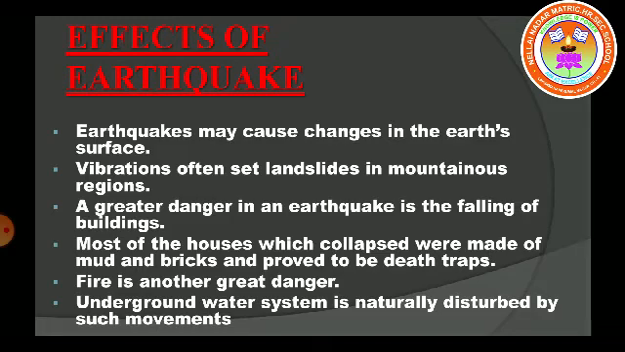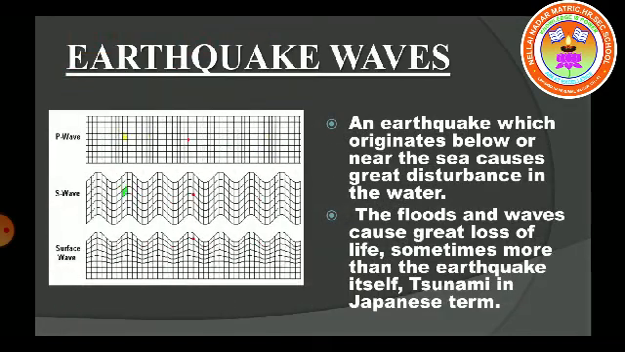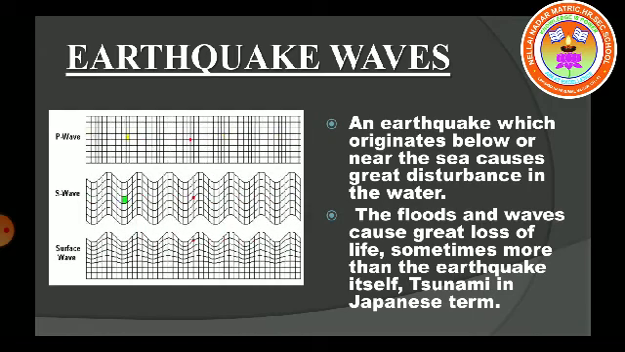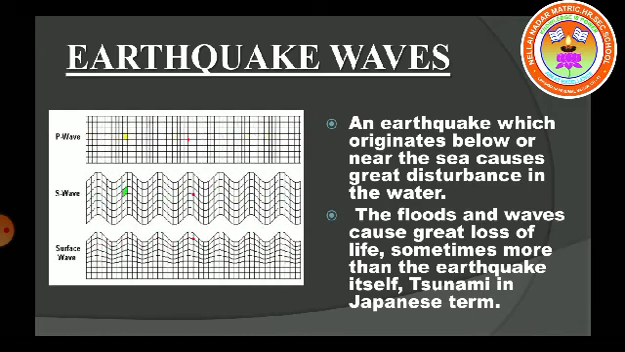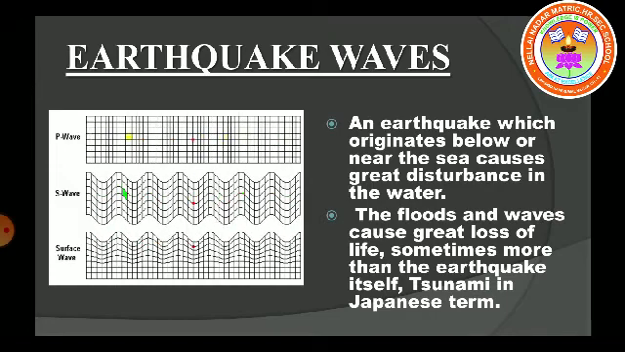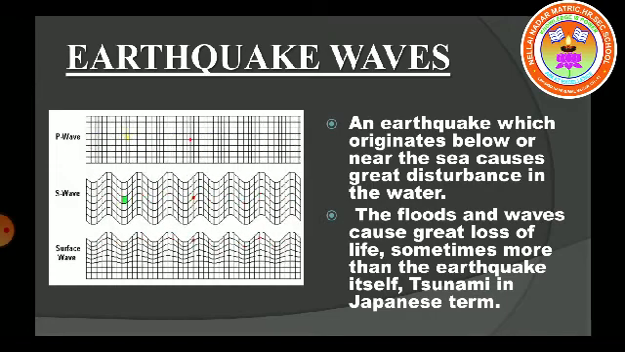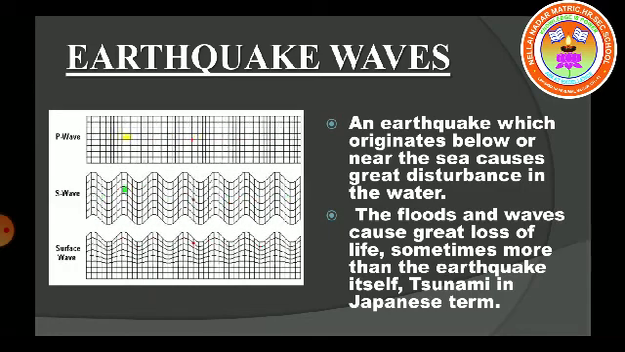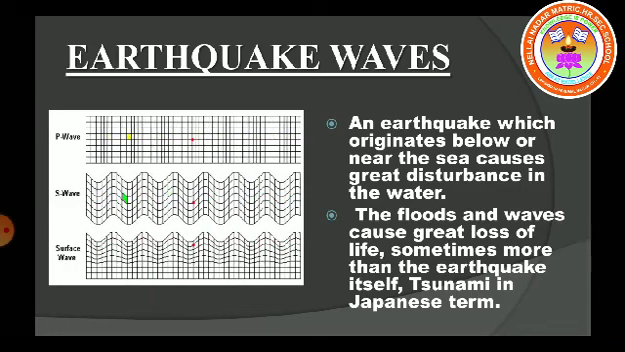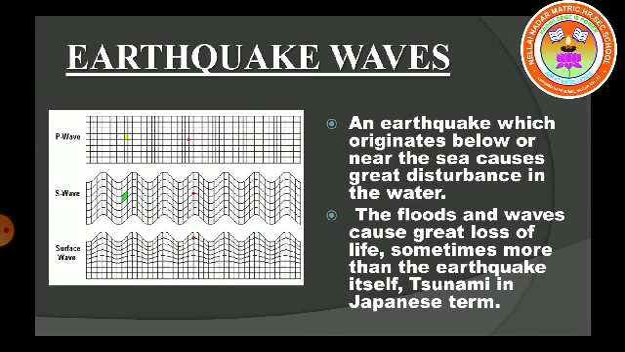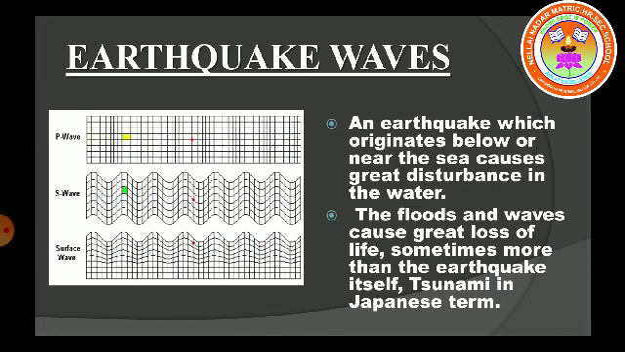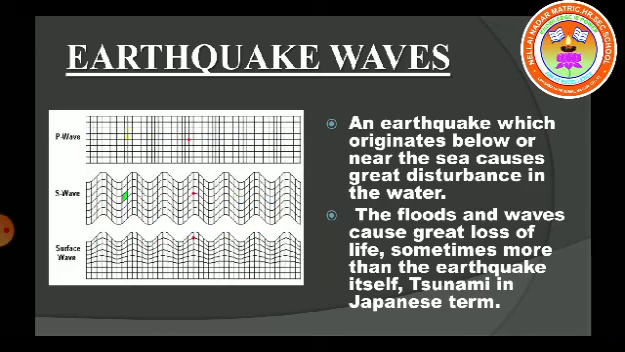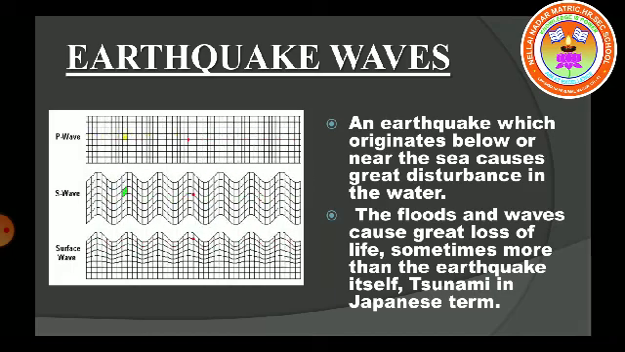Next we learn about earthquake waves. Earthquake waves are P wave, S wave, and L wave. P wave is otherwise called longitudinal wave, S wave is the transverse wave, and L wave is the surface wave. P waves are faster than other seismic waves and hence they are the first signal from an earthquake to arrive at any affected location. S waves are slower waves.